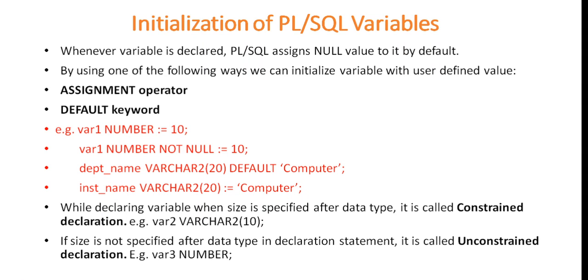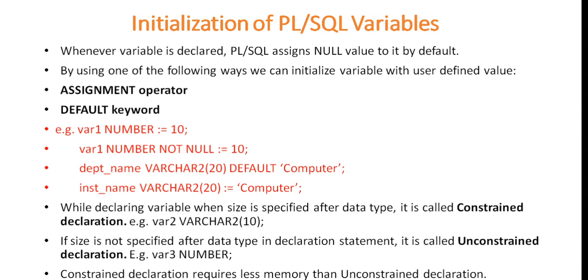And if we don't specify any precision or scale in the declaration statement, then it is called an unconstrained declaration. For example, if you declare variable var3 number, then var3 is a variable which is of number type, but here the size is not specified. So you can store a number of digits up to the limitation of that number data type. So there is no size for var3. So this is called an unconstrained declaration.